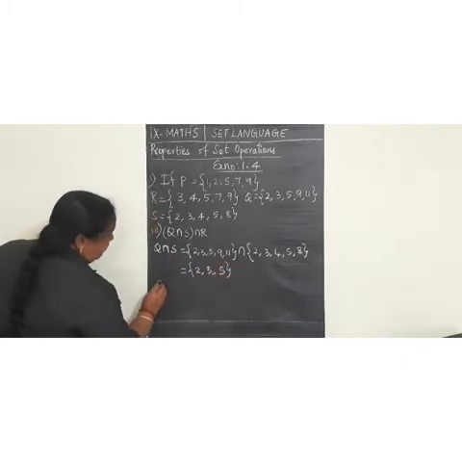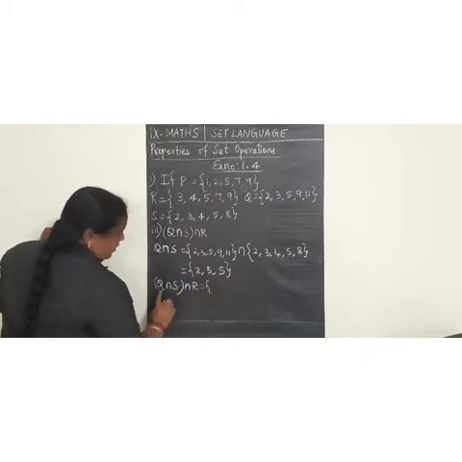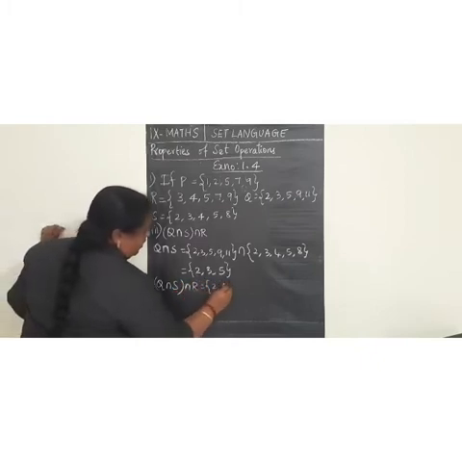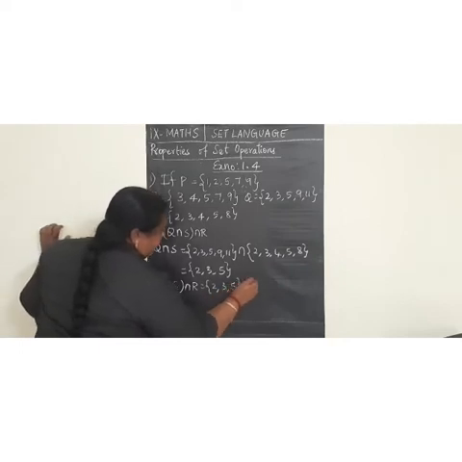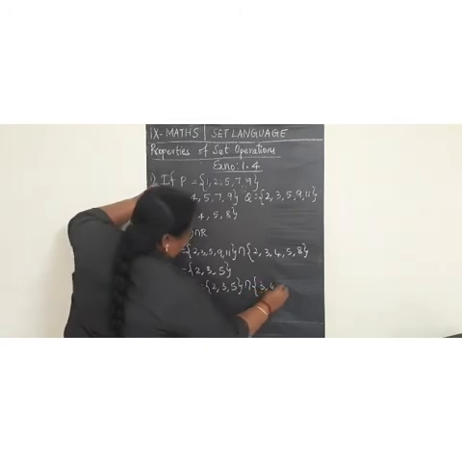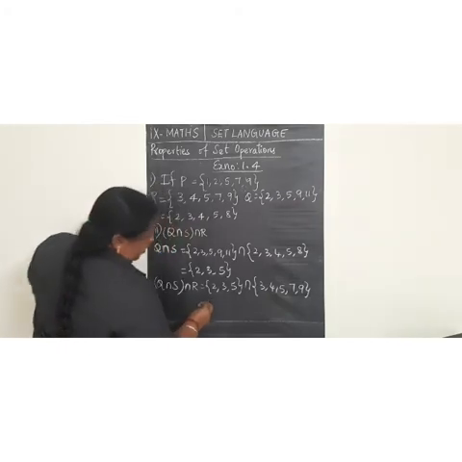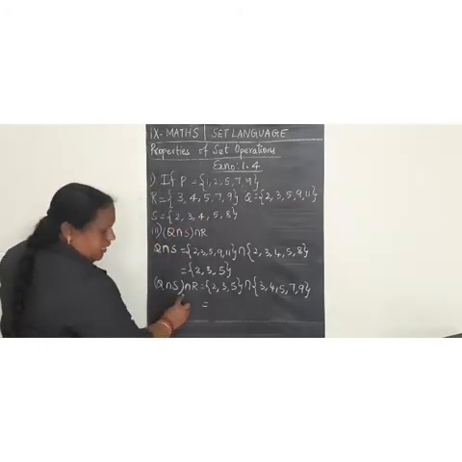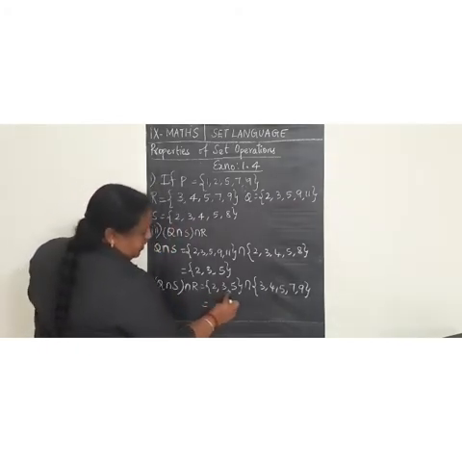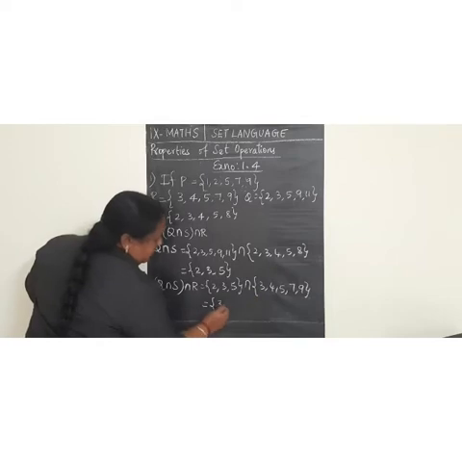Next we have to find Q intersection S intersection R. Q intersection S is 2, 3, 5 intersection R. R is equal to 3, 4, 5, 7, 9. So Q intersection S intersection R is equal to, intersection means in both the sets we write only the common elements. The common elements in these two sets are 3, 5.